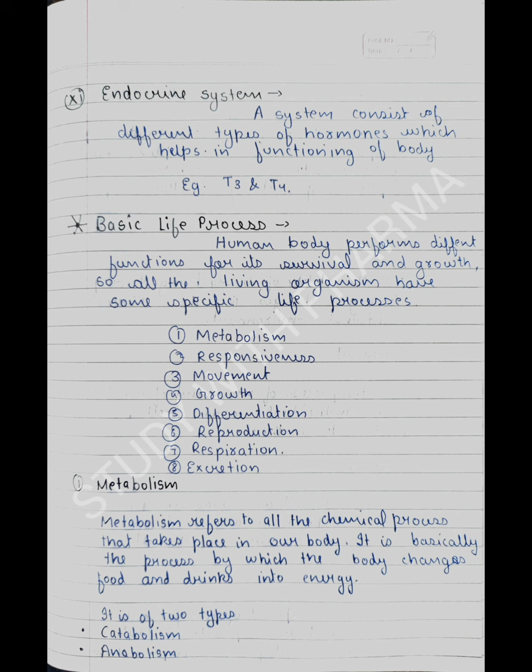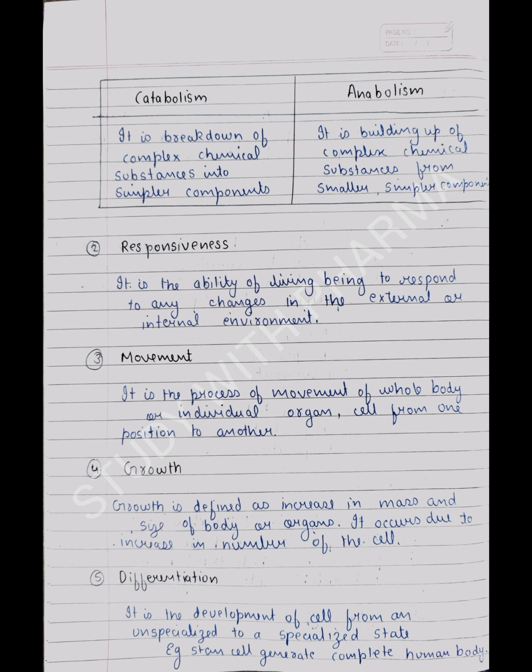First is metabolism. It is a process through which the human body converts food into energy. The two types of metabolism are catabolism and anabolism. Catabolism is breakdown of complex substances into simpler substances and anabolism is building complex substances from simpler substances. Second is responsiveness. It is the ability to respond to any change in internal or external environment.